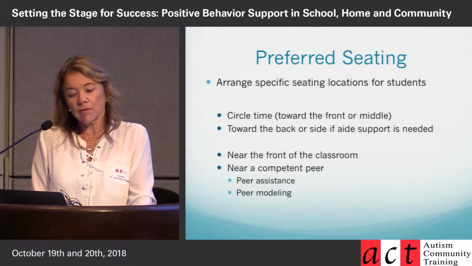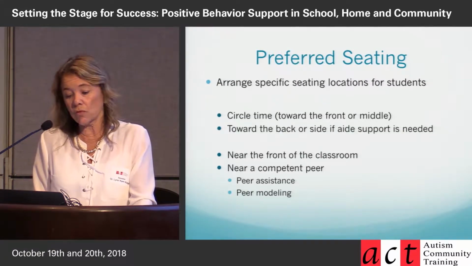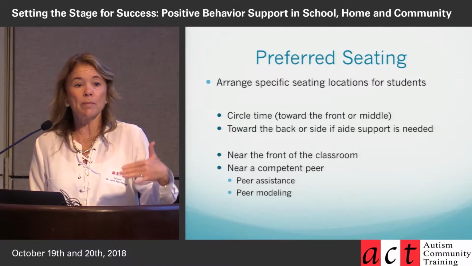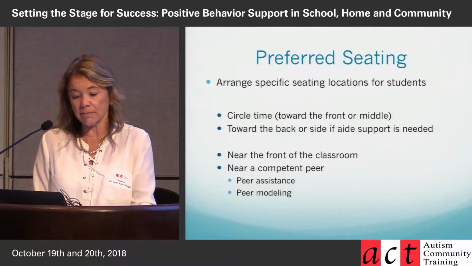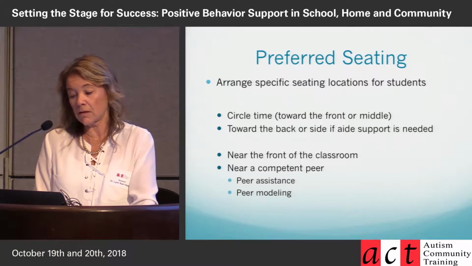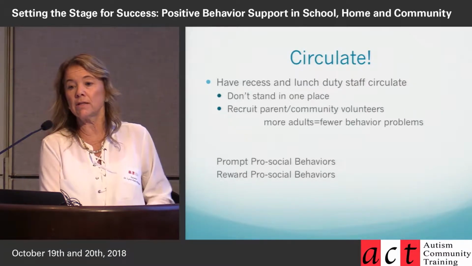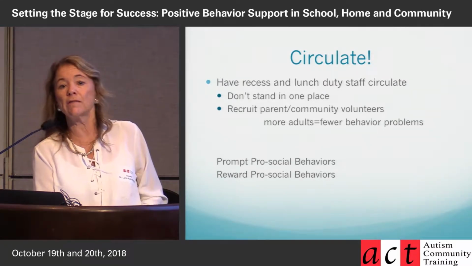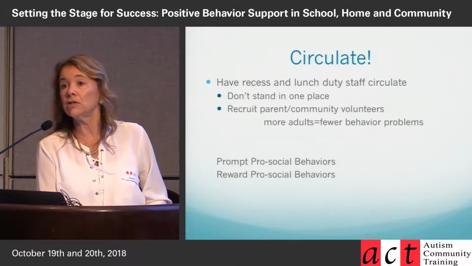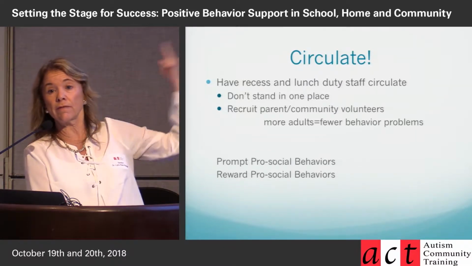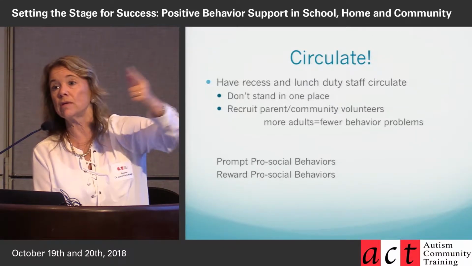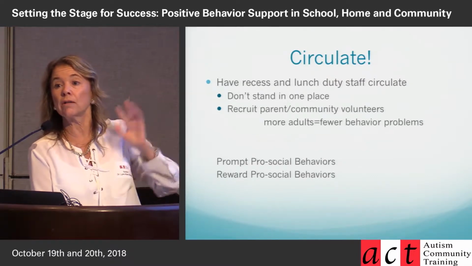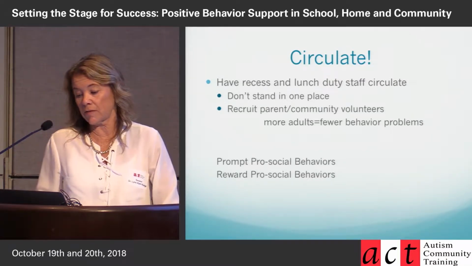So, preferred seating, sometimes toward the front or the middle, sometimes toward the back, maybe sometimes with peer assistance. If you can get a competent peer, that helps, or a peer model. Another thing that's pretty easy to do is circulate. Rob Horner actually did some research showing that if adults on the playground at lunchtime are just walking around, there'll be a decrease in the disruptive behavior. So just having parent volunteers walk around the schools will decrease some of those disruptive behaviors.